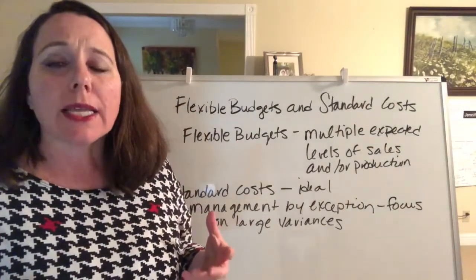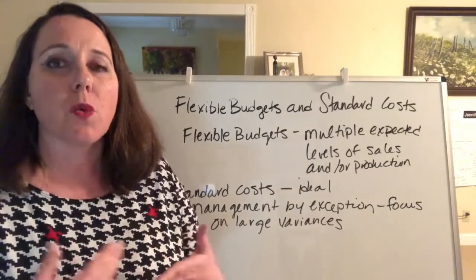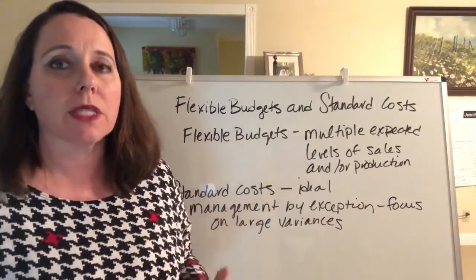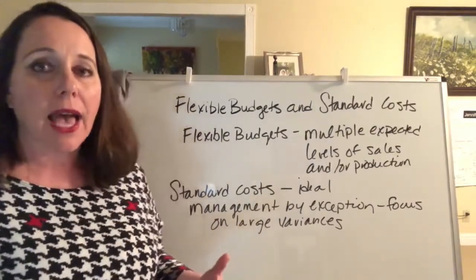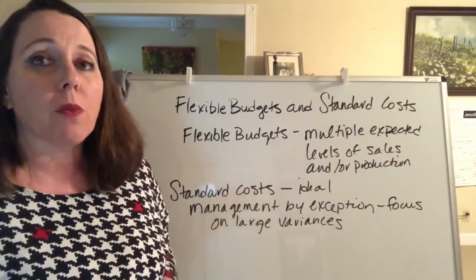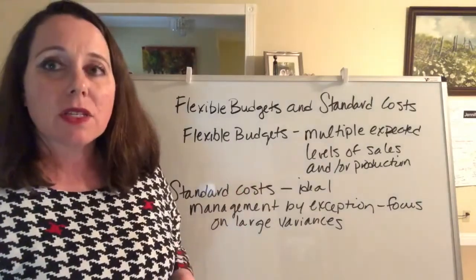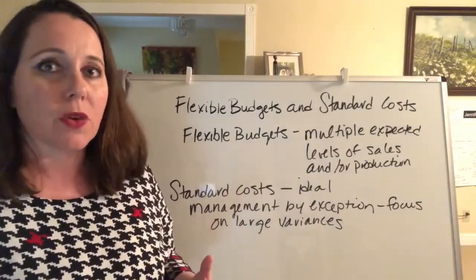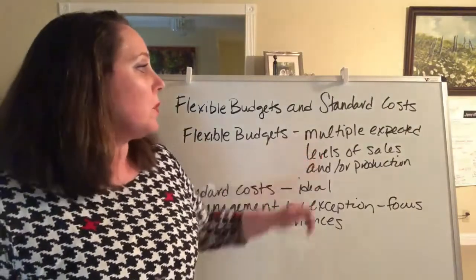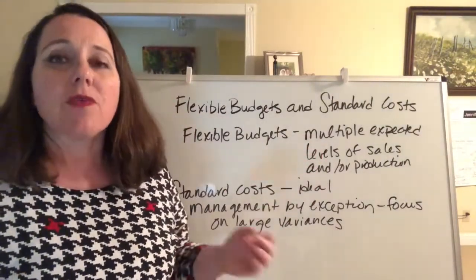So in the last week we did our master budget and it assumed one set level of production, one set level of sales. And that's fine for creating the master budget, but we may want something called a flexible budget, which allows us to see what net income is going to look like at multiple expected levels of sales and or production.